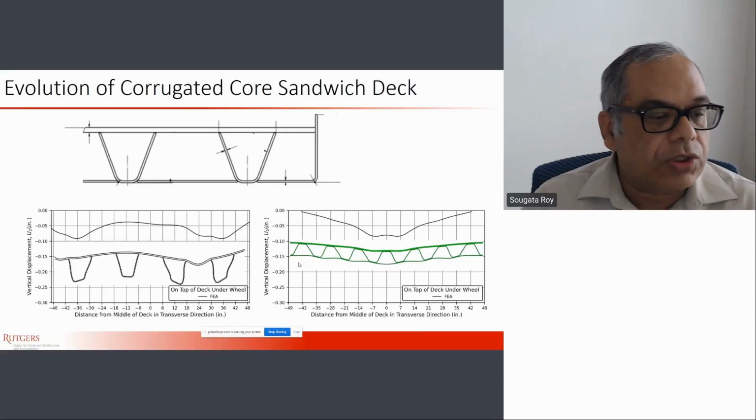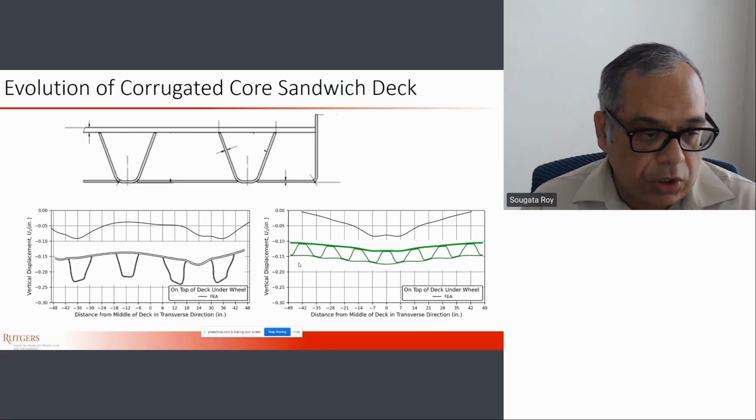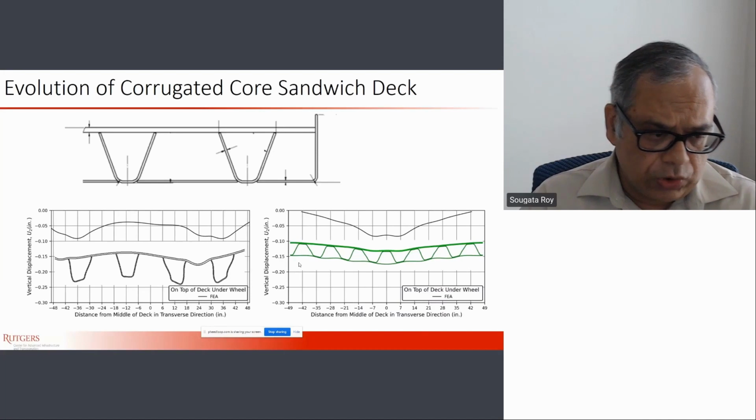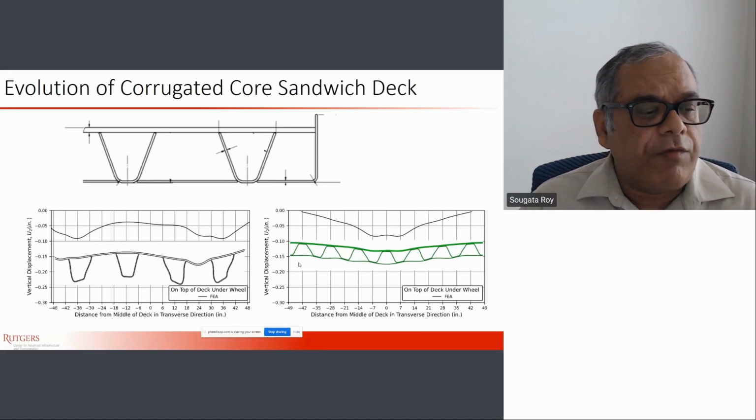However, there are some local distortions and local deformations because of the ribs. The ribs are twisting and bending, and as a result, the deck plate is also deforming in between the ribs. You see that kind of behavior typically in orthotropic decks.